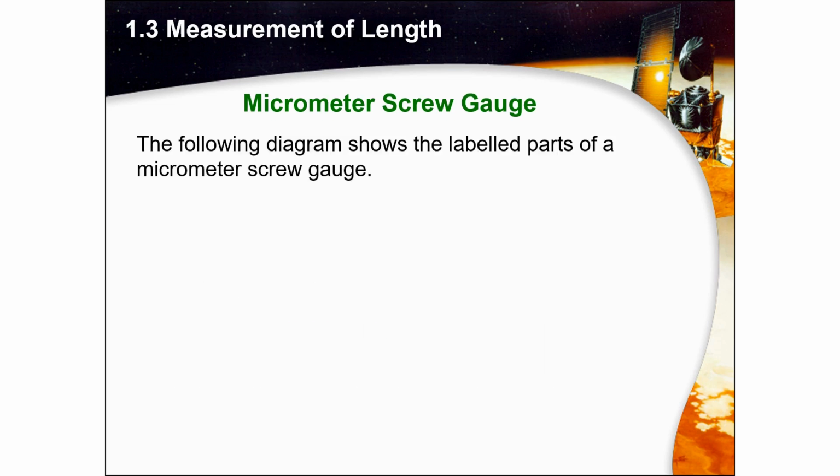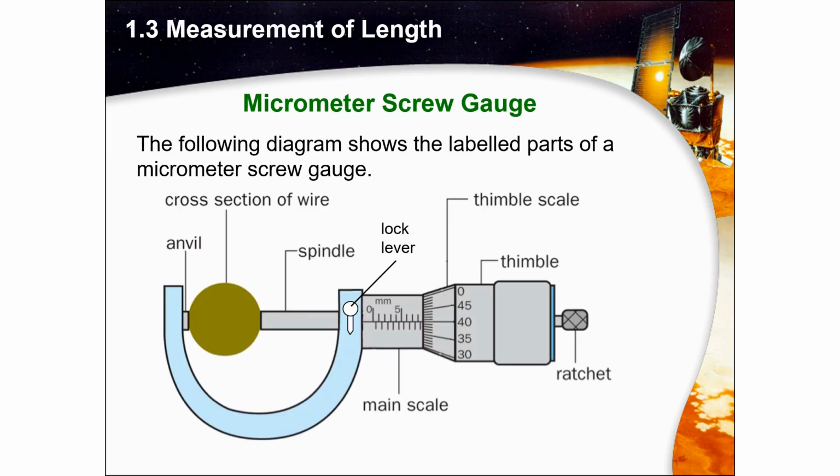The following diagram shows the labeled parts of a micrometer screw gauge. If you see, the left side is called the anvil, and then the spindle, to push the object forward and closer. And then we have a cross section of wire, and then we have the lock lever. My main scale is located in the middle. And then there is a thimble scale that we will move to measure, and then the thimble, and then the ratchet.